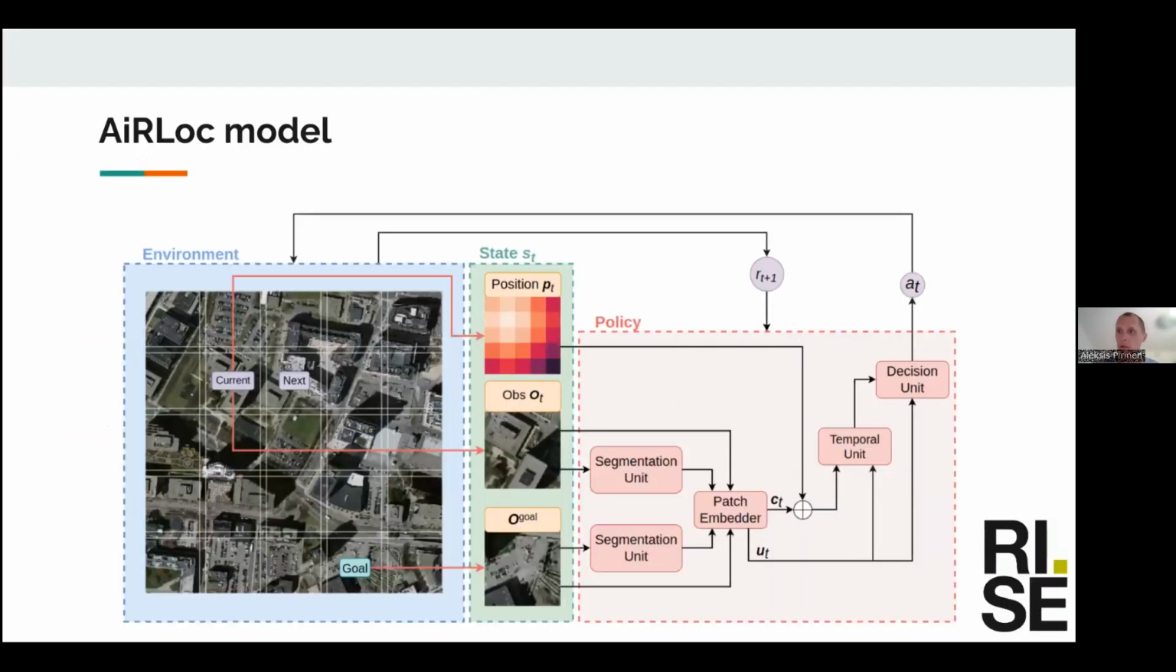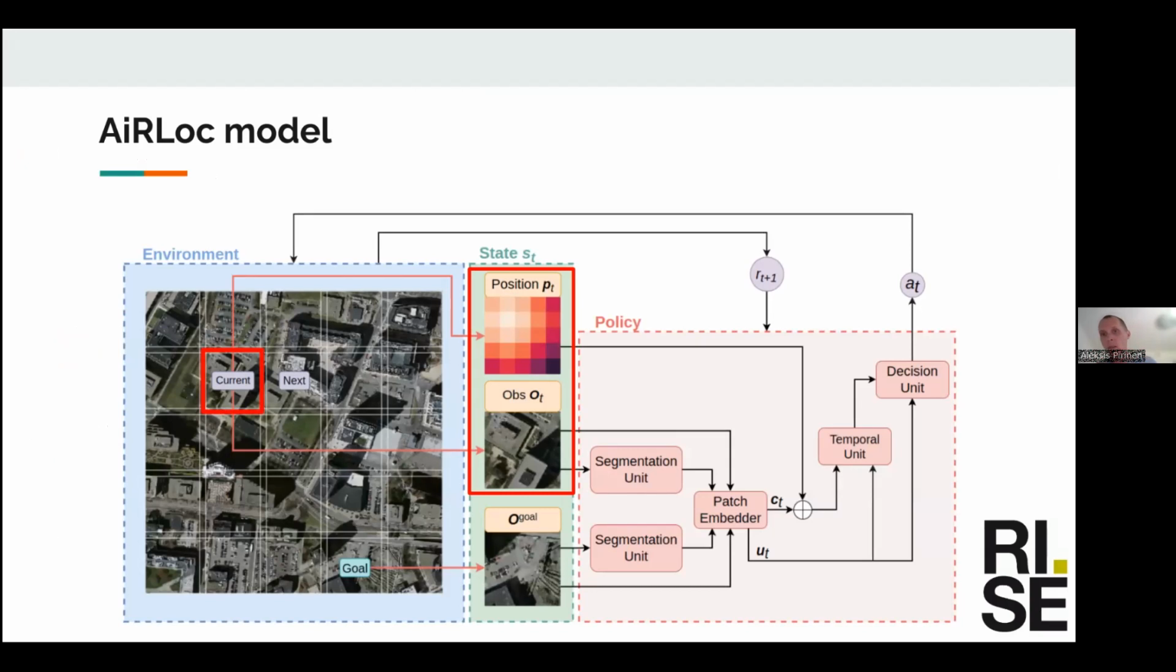I now present our main approach that we consider in this paper. We consider a reinforcement learning-based model that we call AIRLOC. AIRLOC operates in a given environment, such as the one shown on the left. Assuming it stands in the position called current, indicated now with the red rectangle, it only sees that part of the area right now.